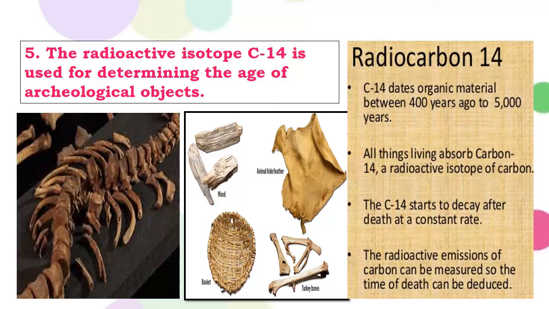Now why is radiocarbon 14 used? First of all, living things absorb carbon, right? Now this C14 carbon starts to decay after death at a constant rate. So whether any plant or animal died, the carbon in it starts decaying. The radioactive emission of carbon can be measured, so the time of death can be deduced, and thus by C14 dating, organic material between 400 years ago to 5000 years ago can be dated.